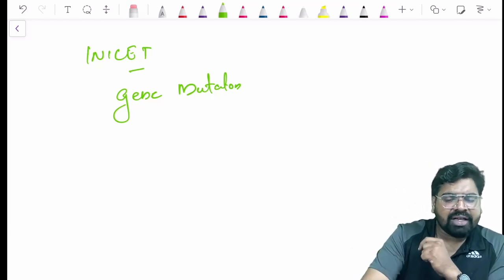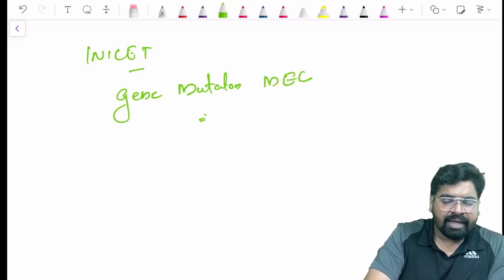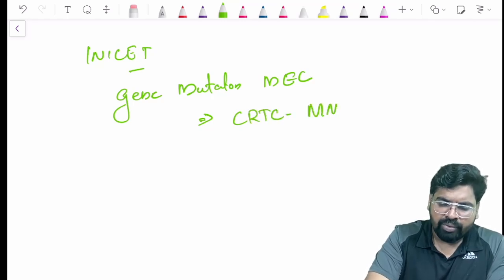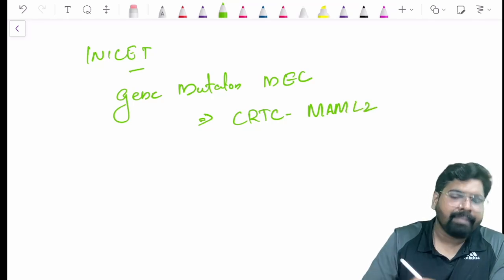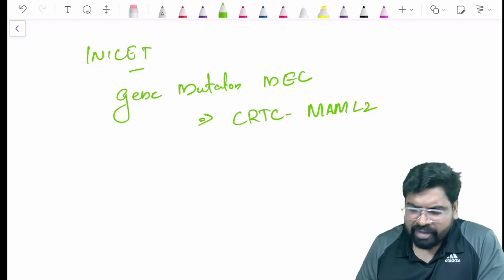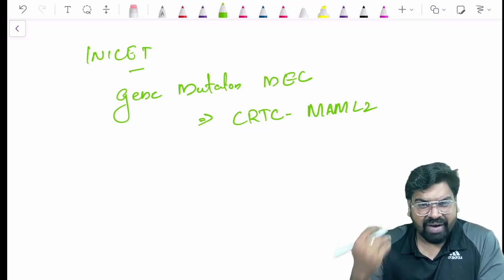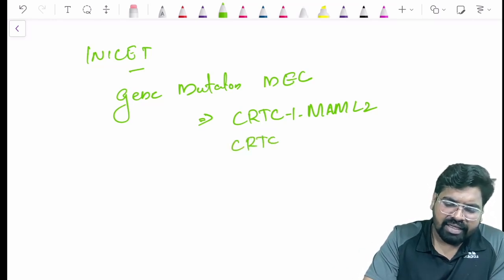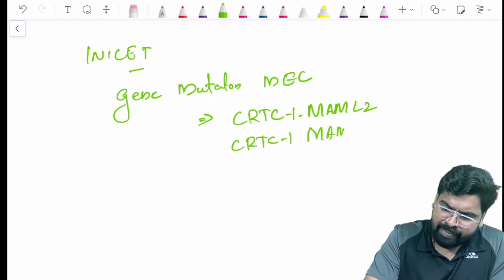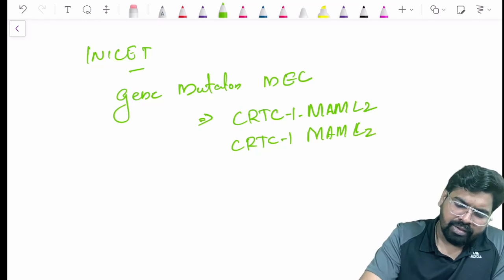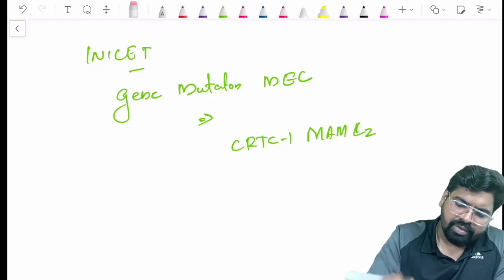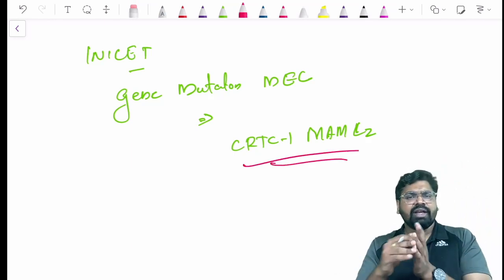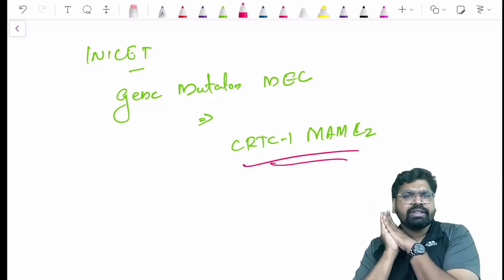The gene mutation in mucoepidermoid carcinoma is CRTC1-MAML2. That's the real name, CRTC1 MAML2. This is the gene mutation you see in mucoepidermoid carcinoma. I hope this is clear to you.